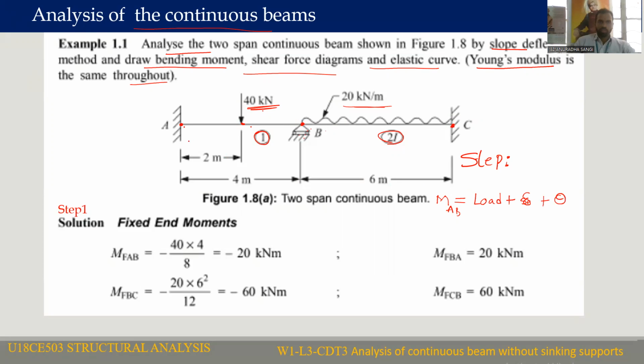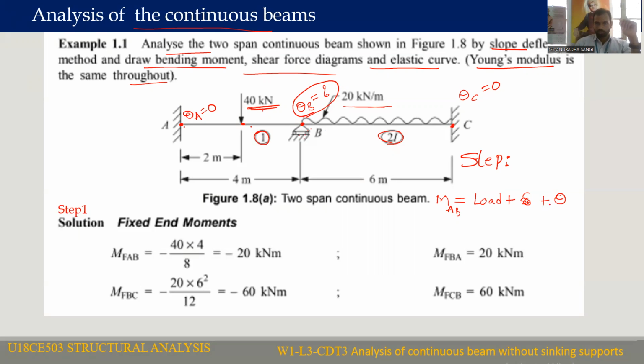If you observe, at support A the rotation is 0, that is, theta A is equal to 0. At support B, theta B will be there, which is unknown and we need to calculate. At support C, theta C is equal to 0. Slope deflection method is a displacement method. As I told you in the beginning classes, in displacement methods the basic unknowns are the displacements. So here the unknown is theta B.